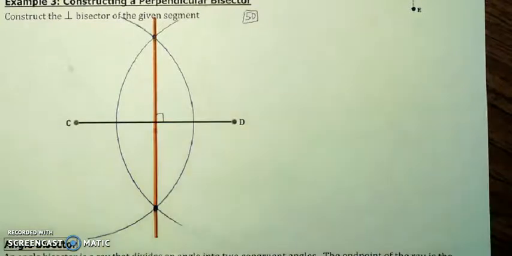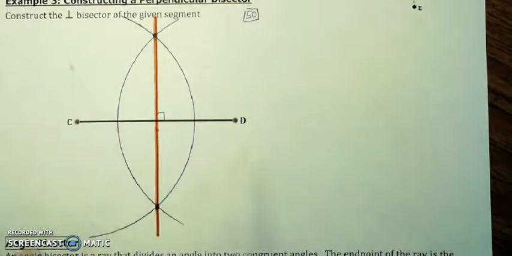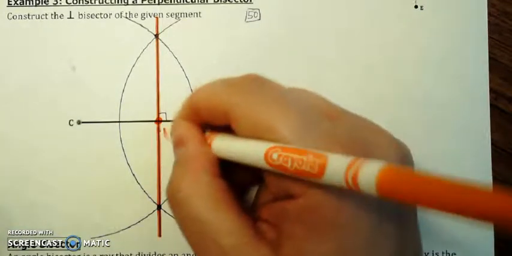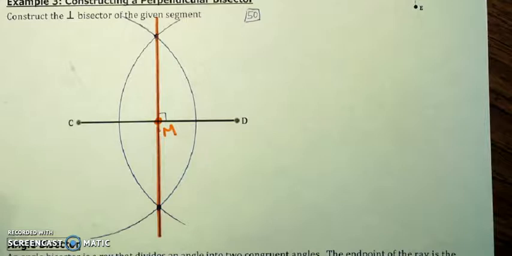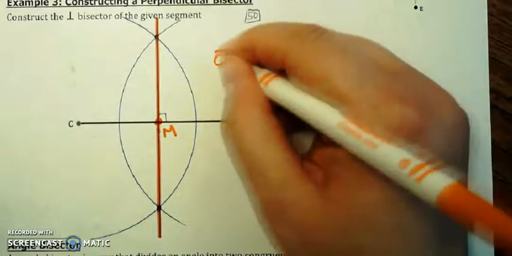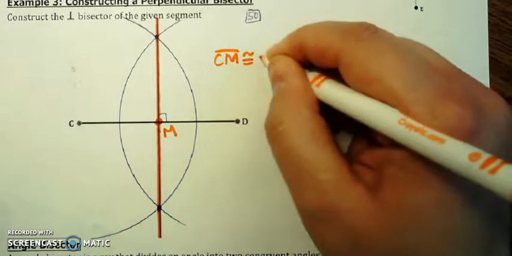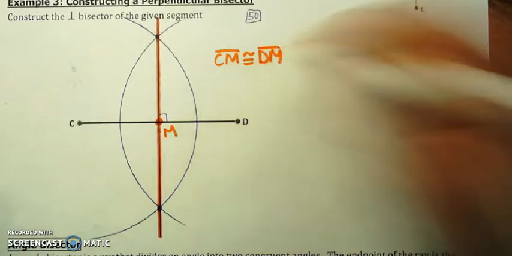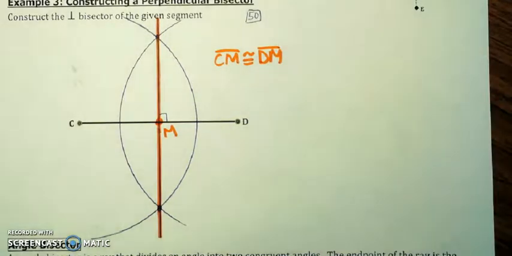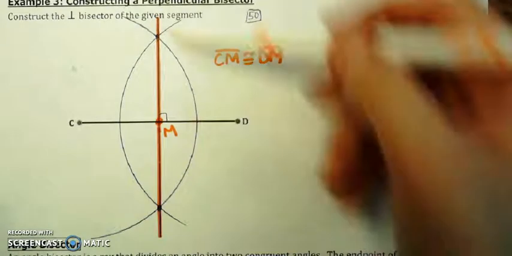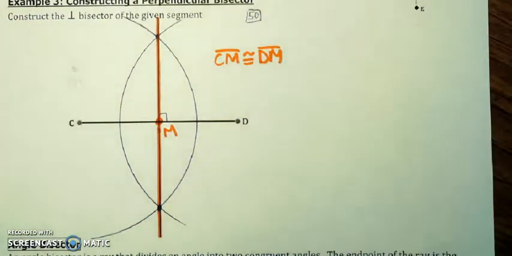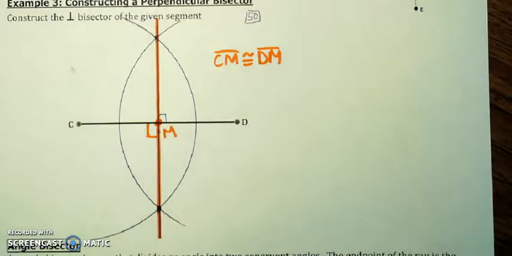So the perpendicular bisector is going to cut the segment from C to D into two equal pieces. Let me just call this M. That would be the midpoint of the segment. So C to M is congruent to D to M. So it's cutting the segment into two equal pieces, and the other thing it's doing is that segment that I have in orange there is going to be perpendicular, so where it runs into our segment CD, it's going to be a 90-degree angle.